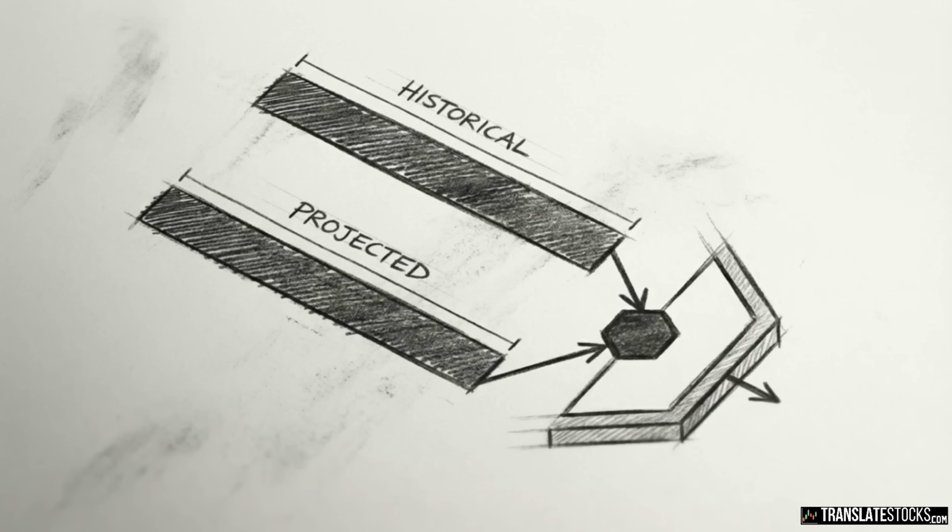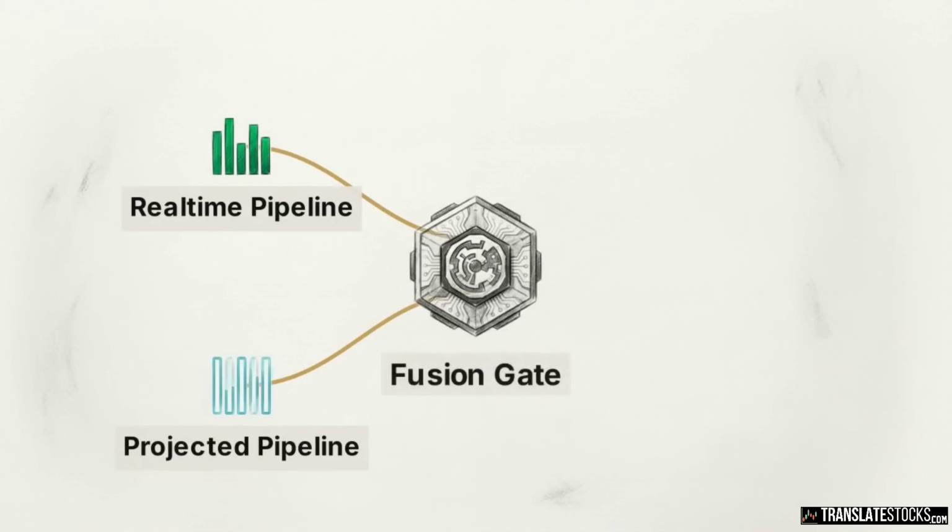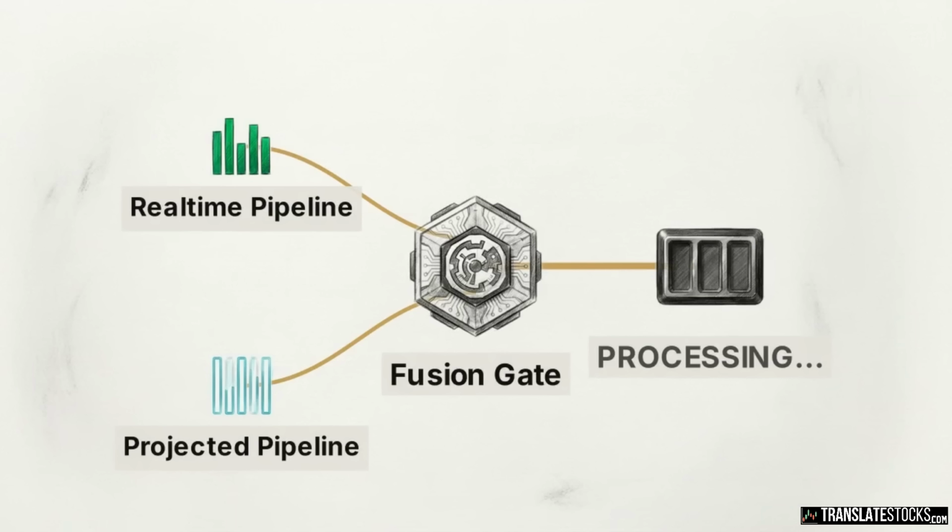By forcing the backward-looking history and forward-looking projections to independently detect the same structural phase lock, the probability of a systemic false positive drops near zero. The fusion gate sits at the end of the architecture. It synthesizes the separate outputs of the dual pipelines into a single binary operational verdict.